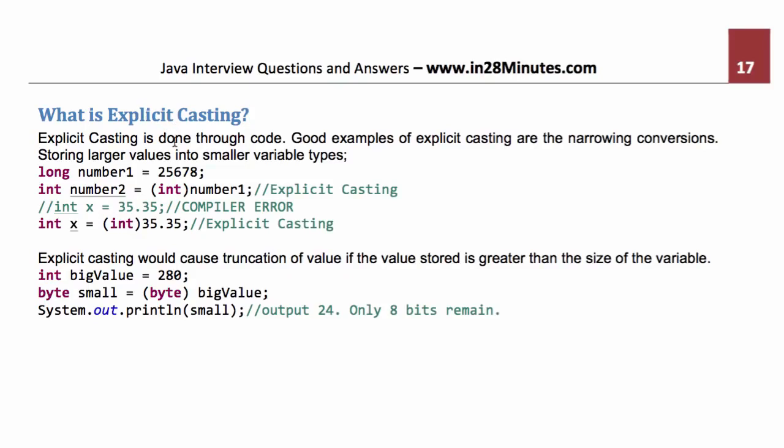Explicit casting is the casting which we do through code. So basically all the explicit castings are typically narrowing conversions. So what does that mean? I'm taking a long and assigning it to an int. Without this int here, the code will not compile because number one is a long, number two is an int, and you cannot take a long value and store it to an int. So this is basically me telling the compiler, don't worry, I know there's a possibility that there's a larger value in here than the integer can hold, but I'll take the responsibility for it. You go ahead and cast it to an int.